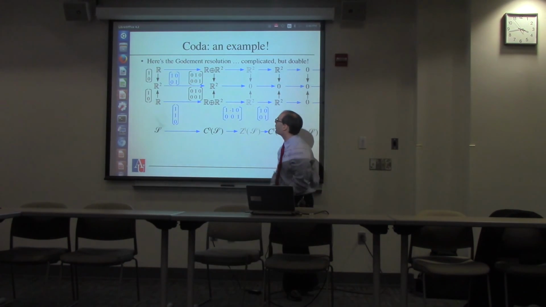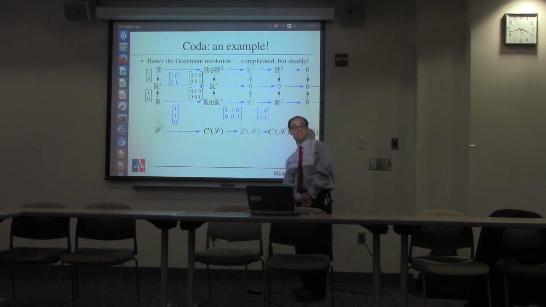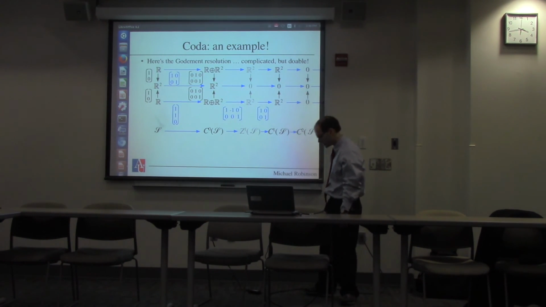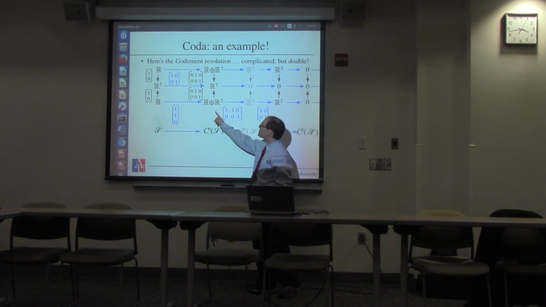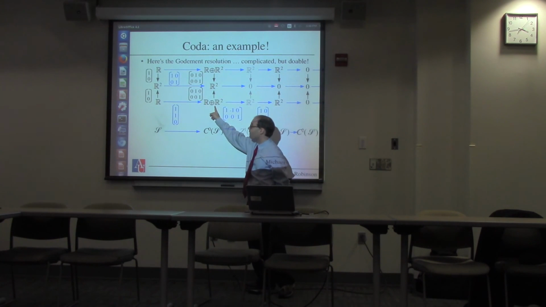That made me C0. Then I need to make the Z's. I need to quotient them. I've made them gray here because they're not actually part of the Godement resolution, but that's fine. How do I quotient them? Well, I say, what's the quotient between R2 plus R, i.e. R3, quotient with this map?